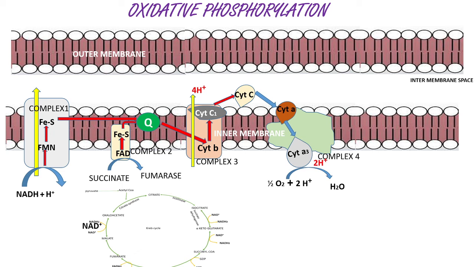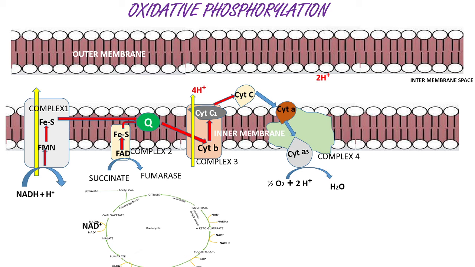In this way, in complex 4, when electrons are transferred to the oxygen, 2 hydrogen protons are moved to the intermembrane space. In total we can say that 4 protons from complex 1, 4 from complex 3 and 2 from complex 4, a total of 10 protons move when the electrons from NADH are transported via the electron transport chain to the oxygen. So this completes the electron transport chain.